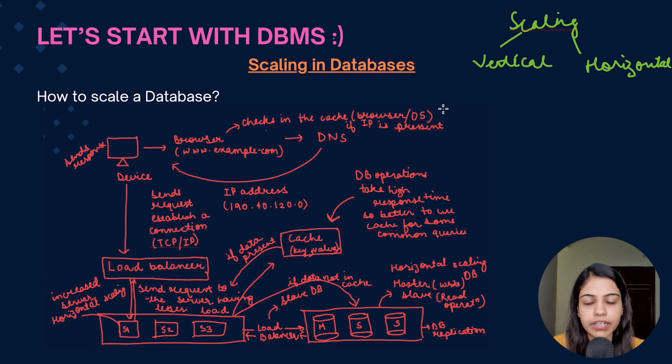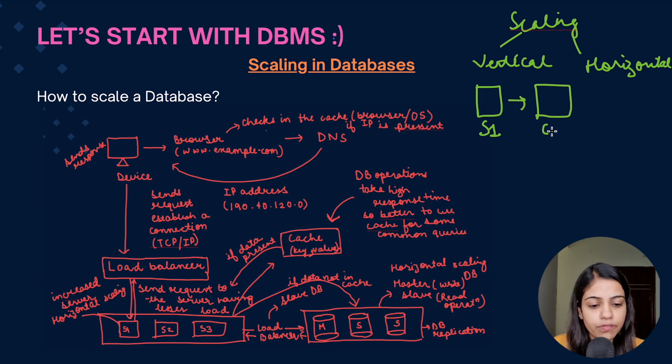Now what happens in vertical scaling? In vertical scaling, if there is one server, right now server S1 is present, we increase the number of CPUs as well as RAM of this particular server so that it can accommodate more requests. But there is an extent to which we can increase the number of CPUs or RAM in our system. That is why vertical scaling is mostly used in small businesses or where the traffic is not very high.